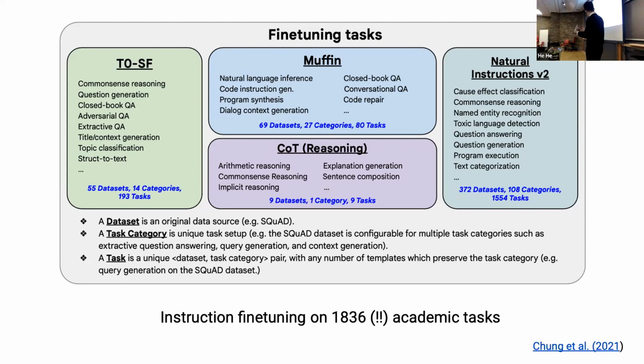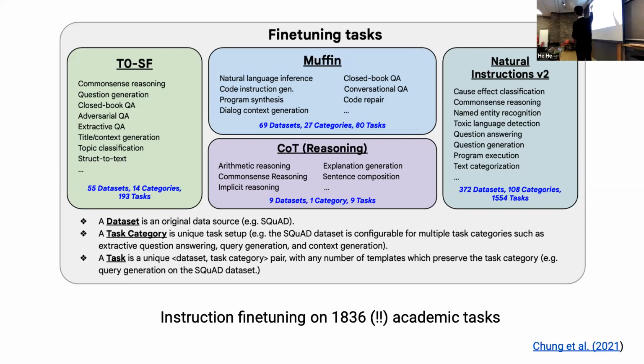So why not just put that into an extreme scaling? That's kind of how Google always works. Simple idea: scale up, and then see what happens. And so we put pretty much all the academic tasks we could find, 1836 of them. This is, I think, still the largest number. And this has many, many examples. We don't even cover one epoch of each.